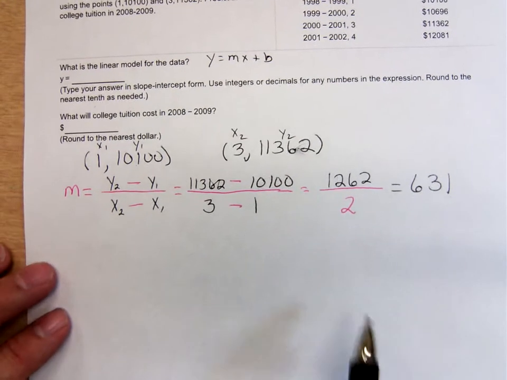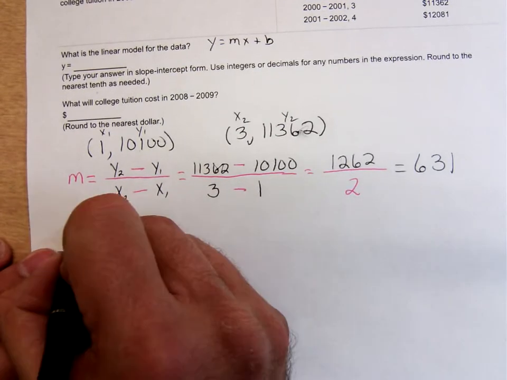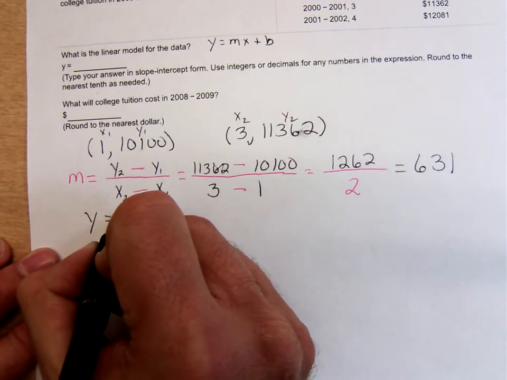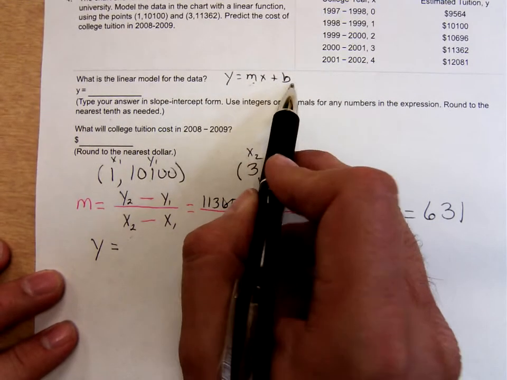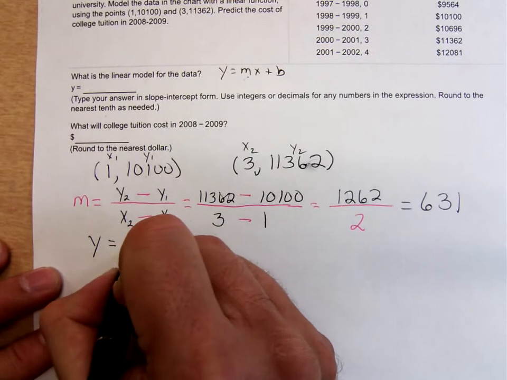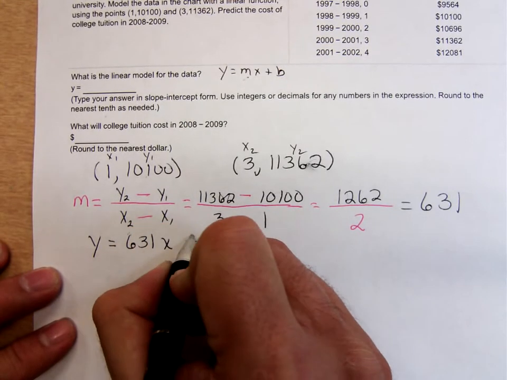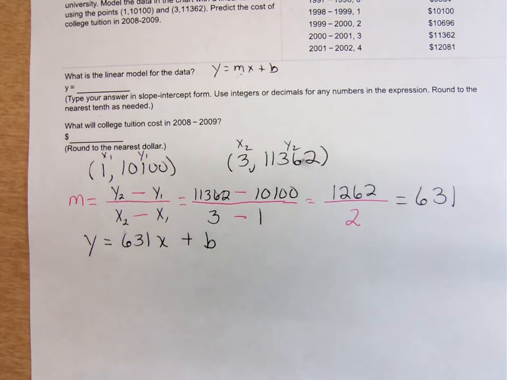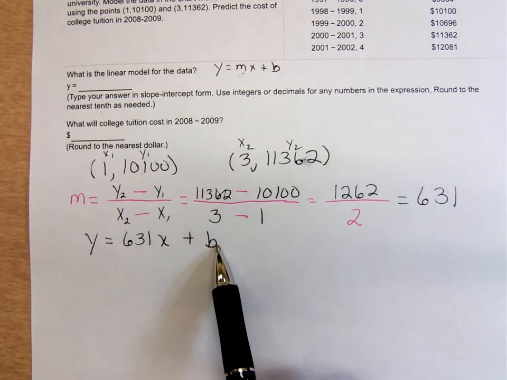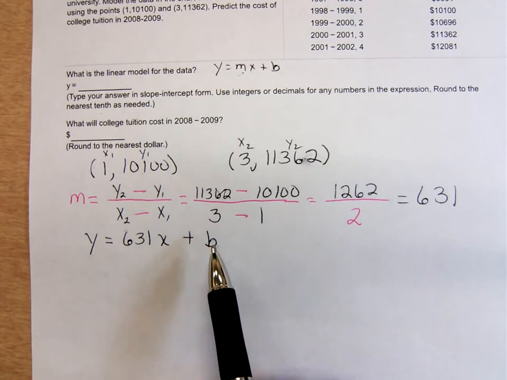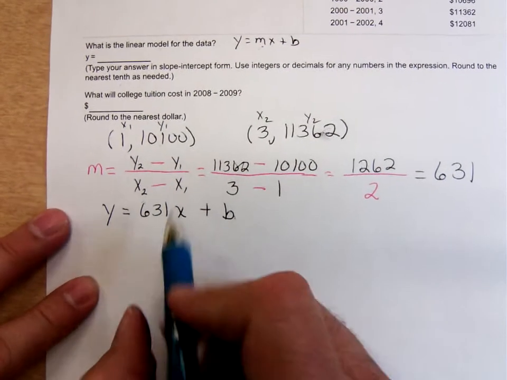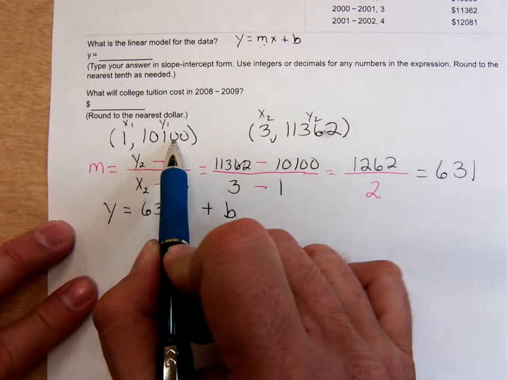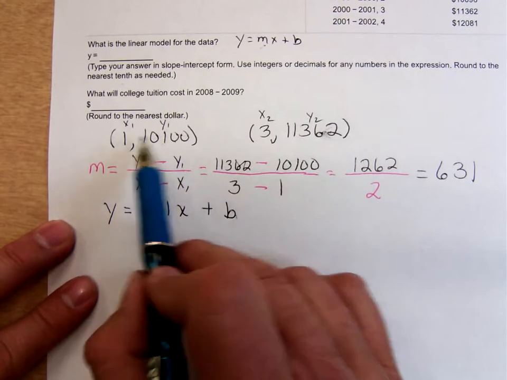Then our equation now looks like this. Y equals mx plus b. M is 631. X plus b. We need to find b, that y-intercept. So how do we find b? Well, we had homework problems like that. You plug in the ordered pair. Choose one of them. I'm going to use the first one.